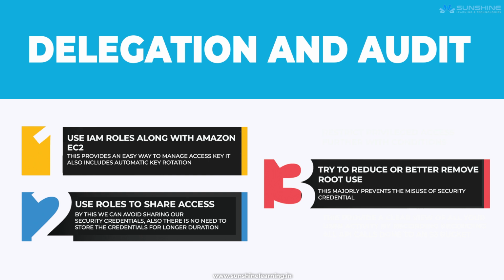Try to reduce or better remove root use. Root usage or root login should be done by the owner of the AWS account or the organization that owns the AWS account. It should not be given to the users or the administrators. So this majorly prevents the misuse of security credentials. Let's say if I want someone to work on my AWS account, I should not provide that person the root credentials. Instead, I should create an IAM user, give them the permissions, and give my account ID to log in. That's the best practice.